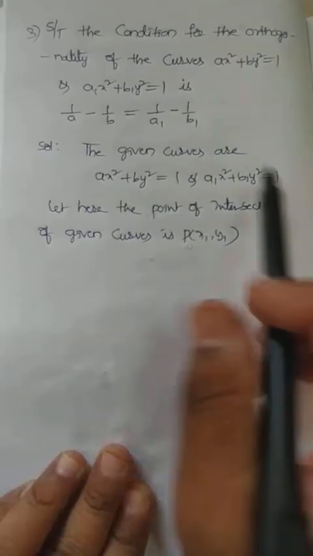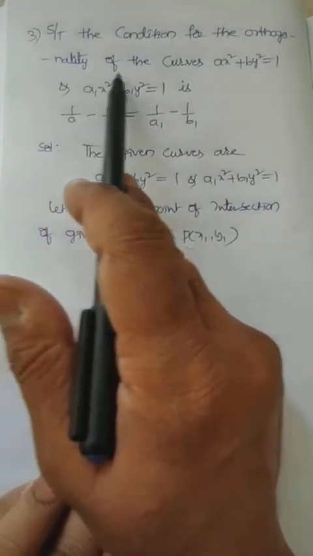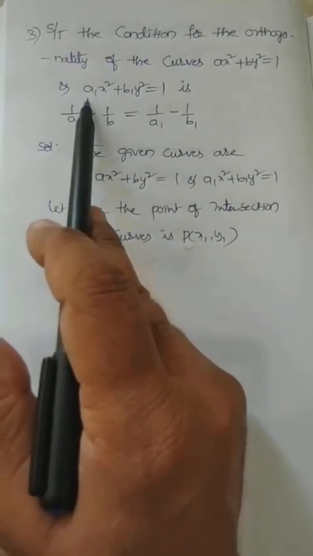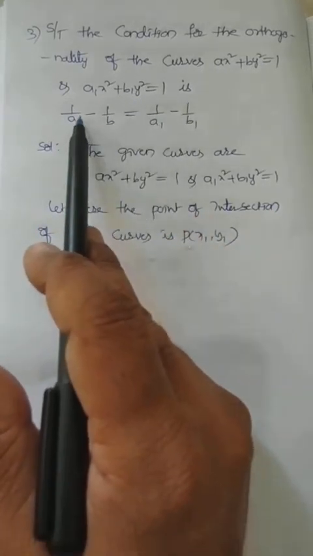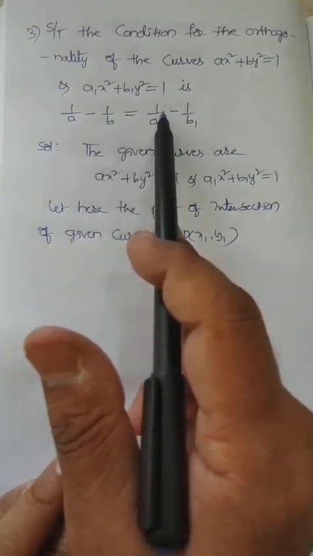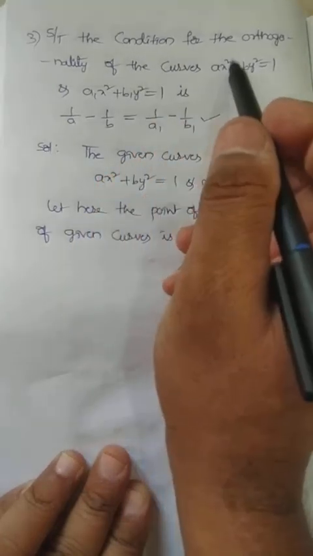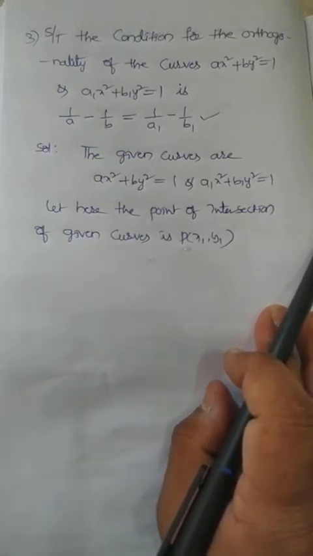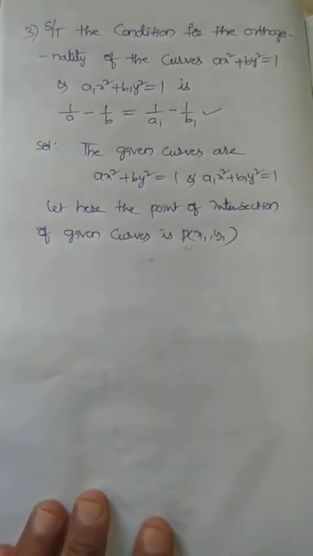One more interesting problem. We have to show that the condition for the orthogonality of these two curves ax square plus by square equals 1 and a1x square plus b1y square equals 1 is 1 by a minus 1 by b equals 1 by a1 minus 1 by b1. We have to show this condition whenever these two curves are orthogonal to each other. What is our orthogonality condition? The product of their tangent line slopes must be equal to minus 1.